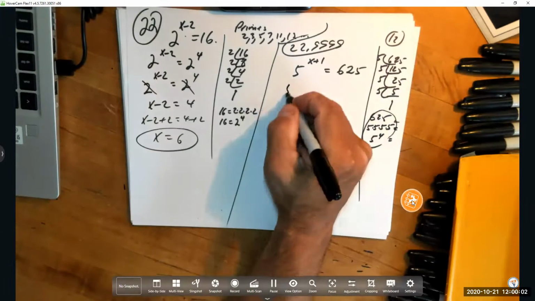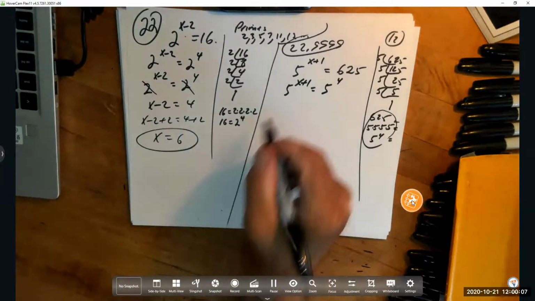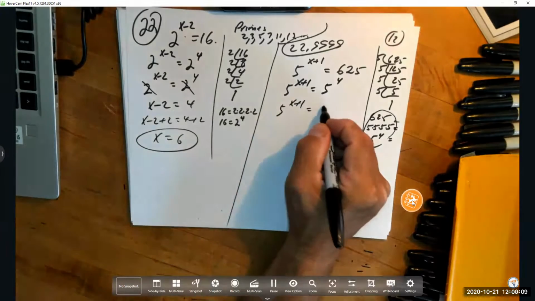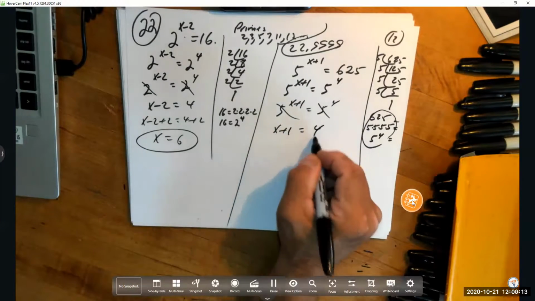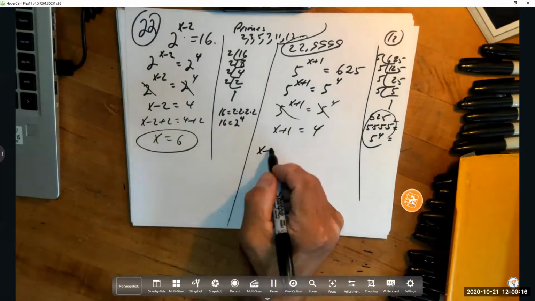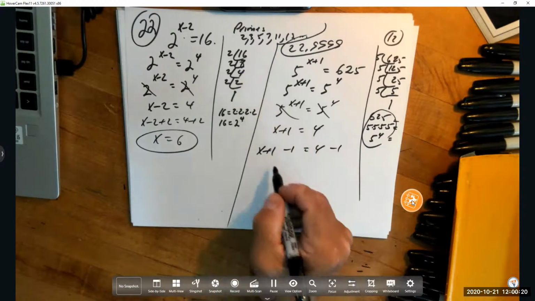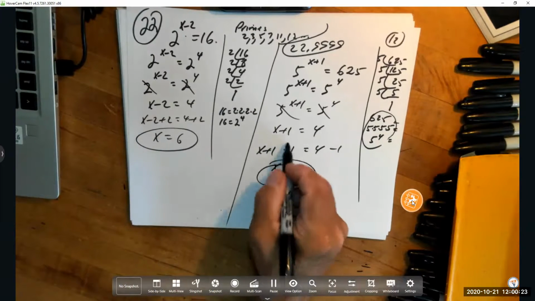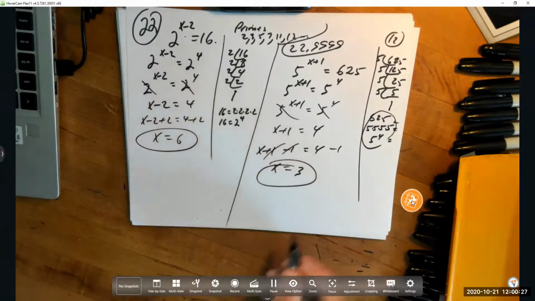So if 5 to the x plus 1 equals 5 to the 4 power, since I know that they're matching, these can go away, right? So x plus 1 is 4. Then you tell me the next step. Minus 1. Okay. And these are gone. What's left over? 3. Does that make sense for number 22? I'm going to do 2 more of these guys. Yes? Yes.